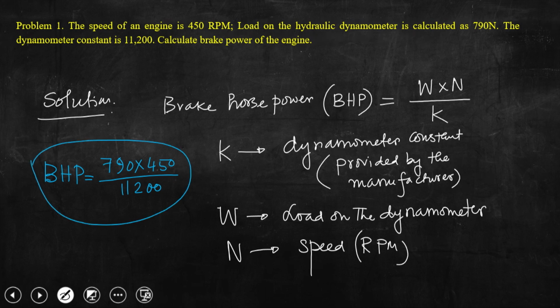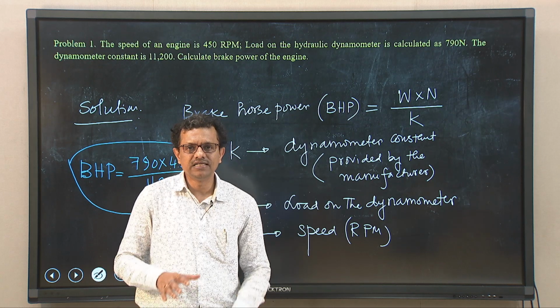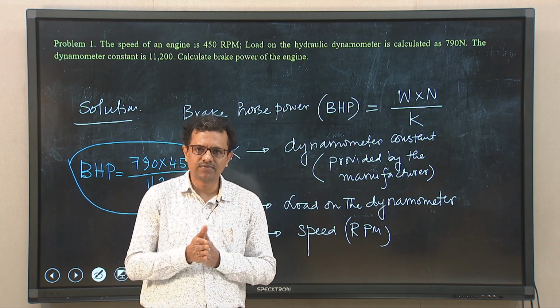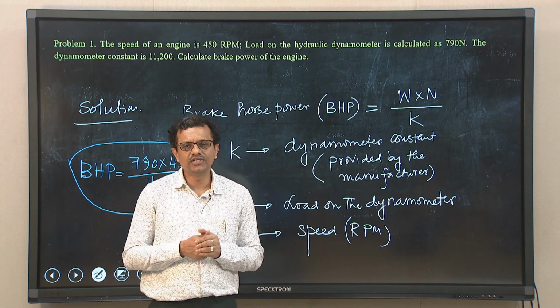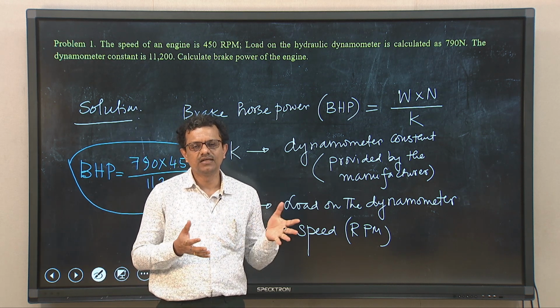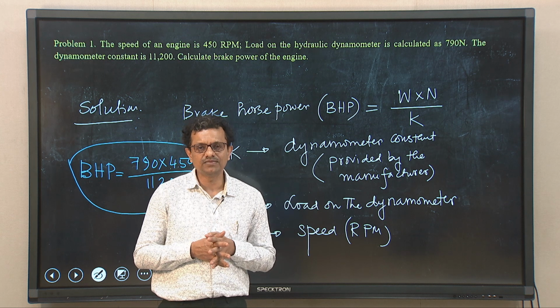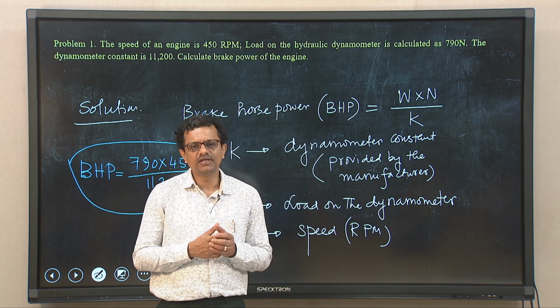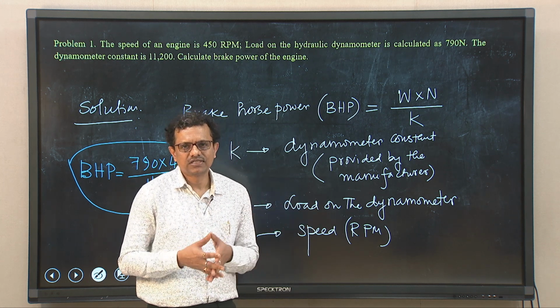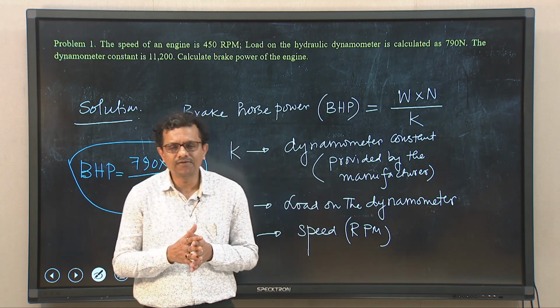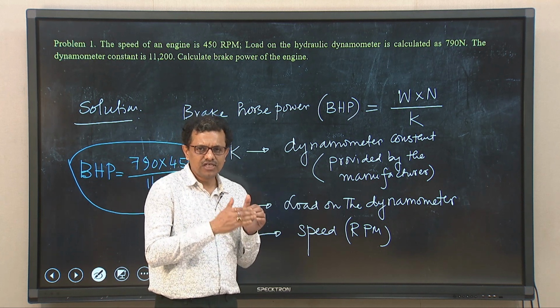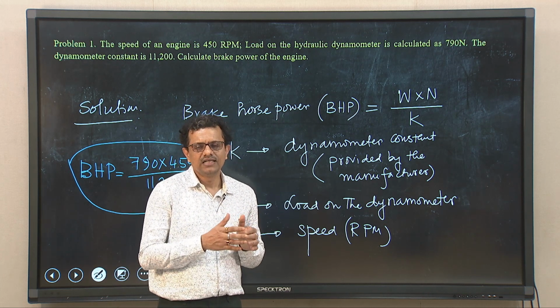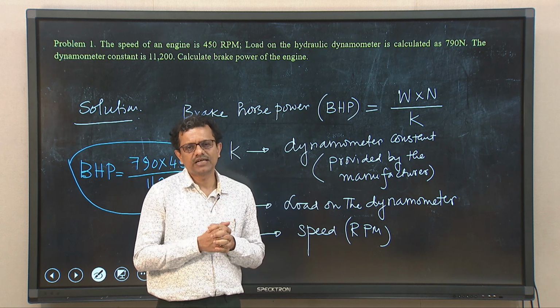Essentially, you can see that this brake horsepower can be calculated quite easily using the dynamometer, as the dynamometer constant is provided by the manufacturer. What we need to know is the engine speed, which we can get using a tachometer that we have discussed in one of the previous classes, and the load on the dynamometer, which can be measured using load cell data. With this particular problem we have seen that using a dynamometer the brake horsepower can be calculated.